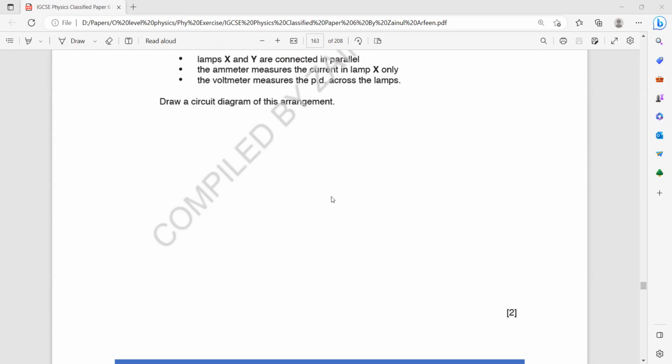Lamp X and Y should be in parallel to each other. And there's no cell, so you have to use a supply symbol. Basil, this is not correct. Why is this not correct? Because this is not the circuit symbol for supply. You are drawing a cell. It should be a supply. And label it, so the two lamps should be in parallel.